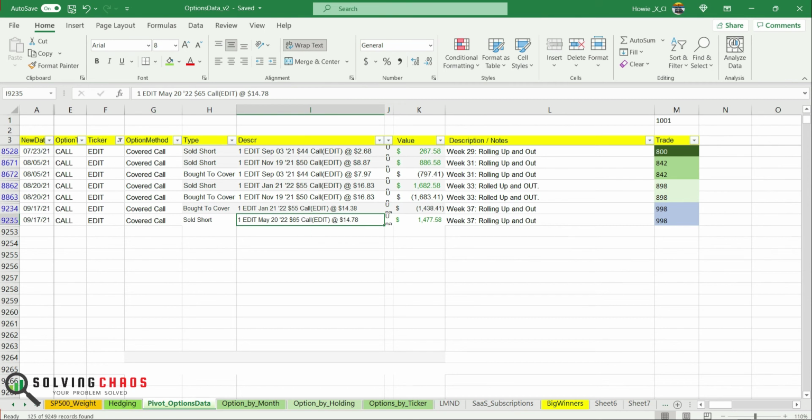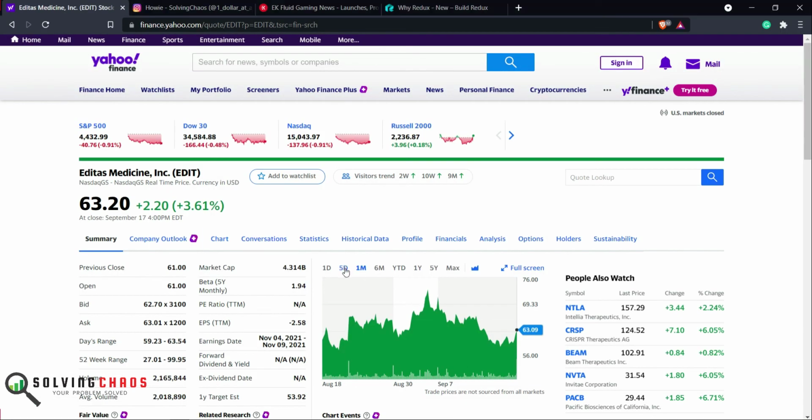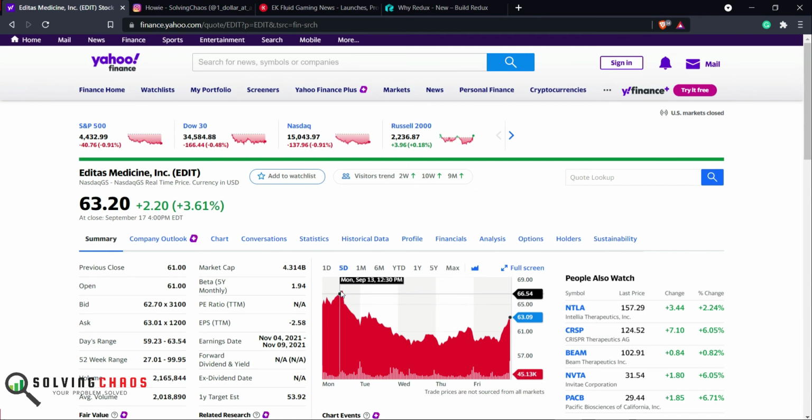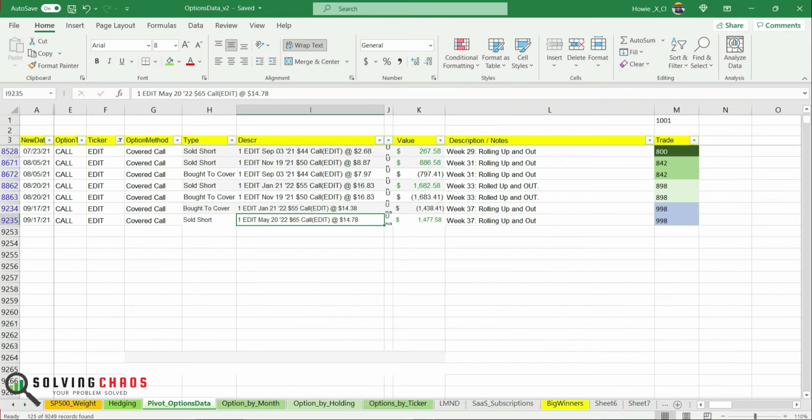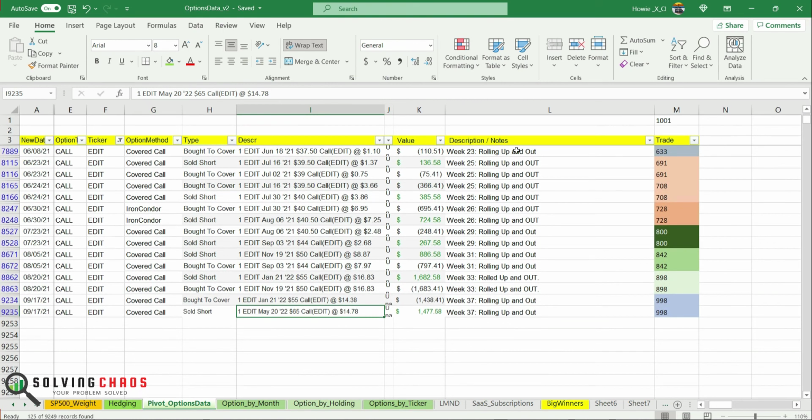Let me double check. So here's the 5-day chart for Editas. You see how it was at 65, then it did drop recently. On Monday, it was at 59 or so, and then it did end up yesterday pretty strong at the end of the day. And so here's a case where I don't want to roll down. I actually want to keep on rolling up and out. And if you see this, I'm always rolling up and out.